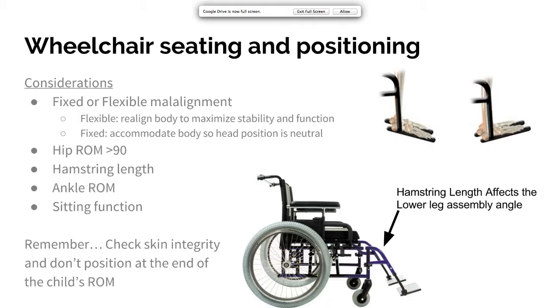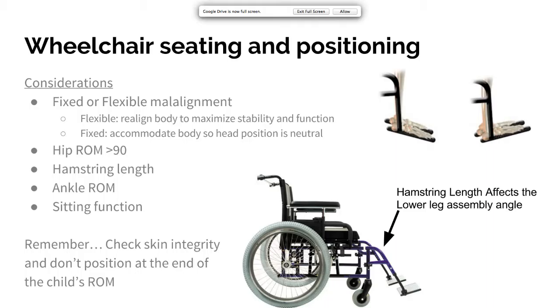Our goals when determining proper wheelchair seating are different depending on whether the malalignment is fixed or flexible. If it is flexible, our goal with positioning is to realign the body to maximize stability and function. If the malalignment is fixed, you need to accommodate the chair to be as supportive as possible in their malalignment, with the ultimate goal of positioning the head in neutral.